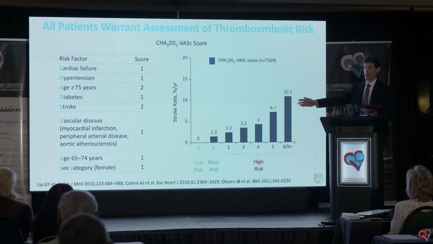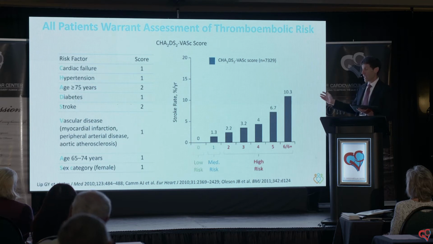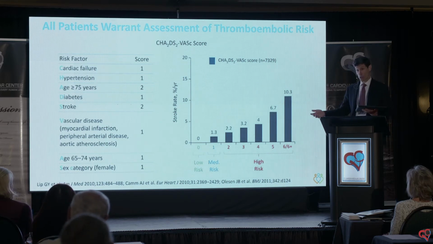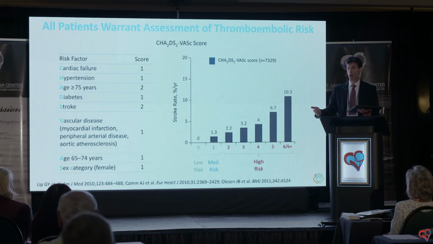The contributing factors are on the left-hand side. There's a stepwise increase in their annualized risk. This is just showing stroke alone, based upon their score. The higher the score, the higher your risk of thromboembolism.